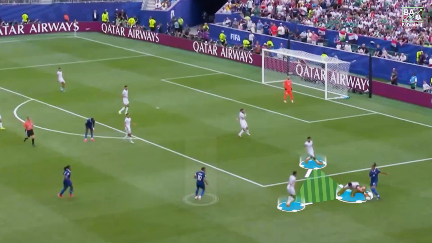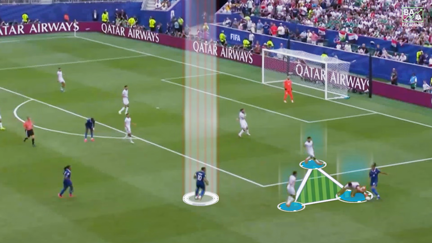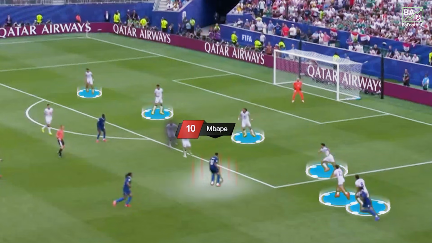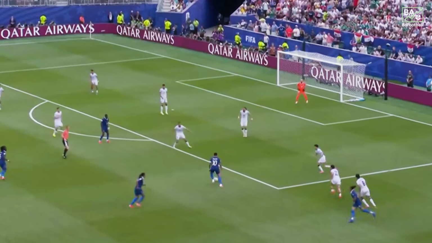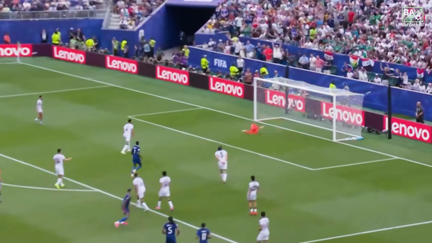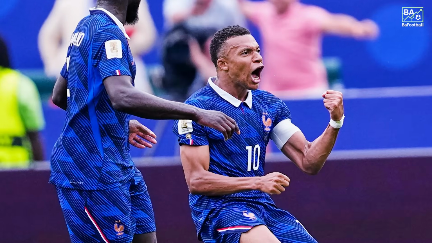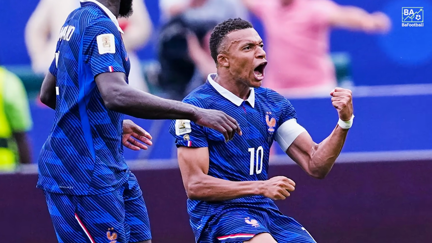The ball is then circulated quickly and eventually reaches Kylian Mbappé outside the penalty area. One key detail here is Iraq's heavy defensive density in the center of the box, which significantly limits shooting angles. However, despite this congestion, it still cannot stop Mbappe's individual brilliance. He strikes from long range with exceptional precision, finding the back of the net and scoring a beautiful goal for France.